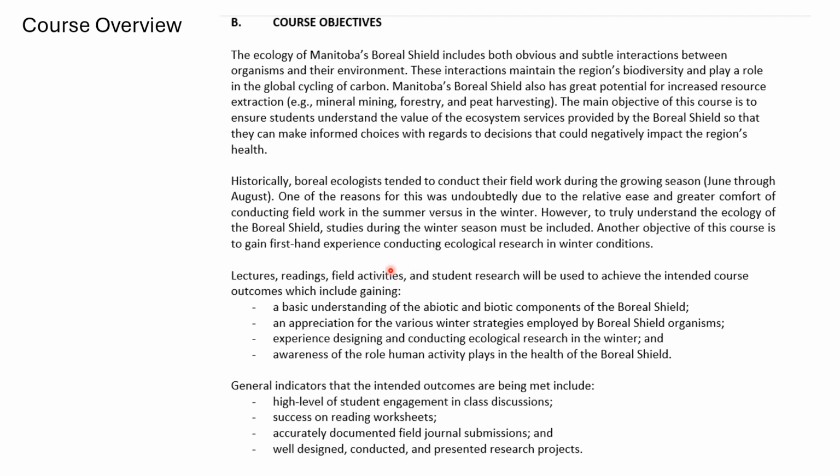So that's going to be a reoccurring theme in this class, that we can't, as ecologists, as people who study the relationships between organisms and their environment, ignore the winter season. Even though it might be a little more difficult to work outside in the wintertime, it's a pretty big component of the life cycle of things that live in this environment.